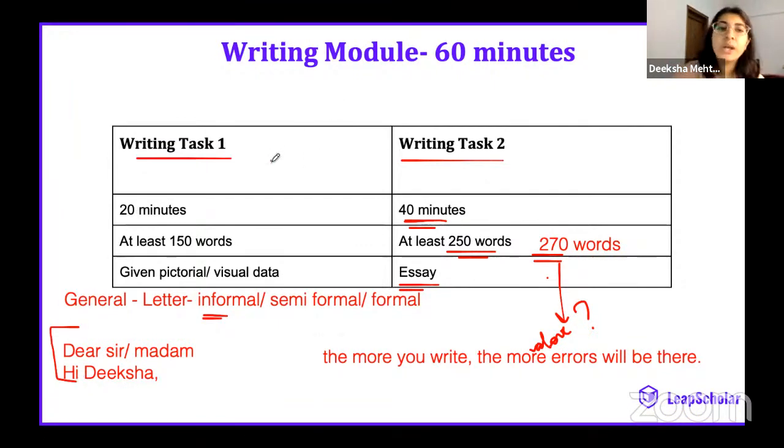Okay. Again, you are given a minimum word limit of 150. This is also not enough. Aim for at least 160. That's the bare minimum that we need to reach.